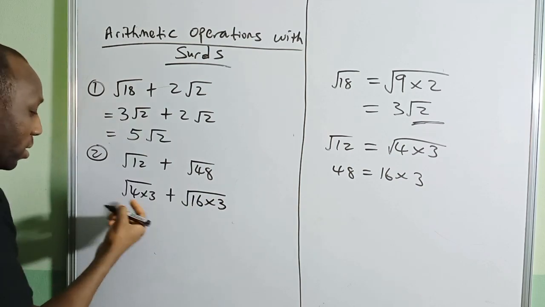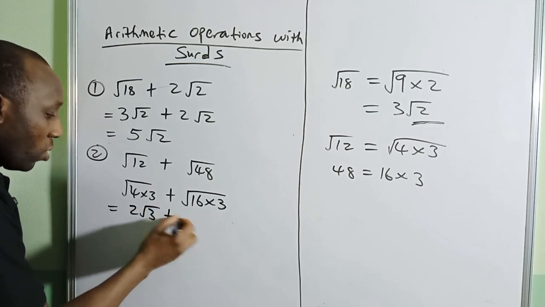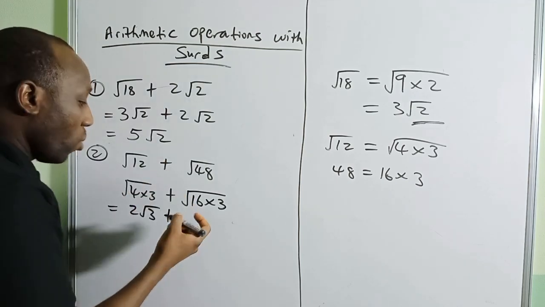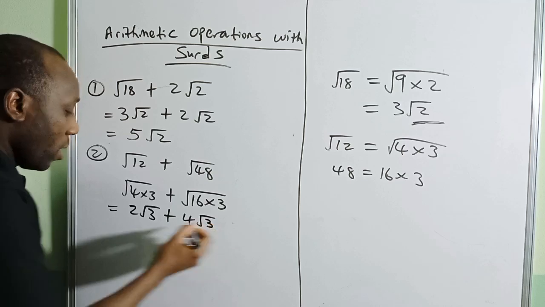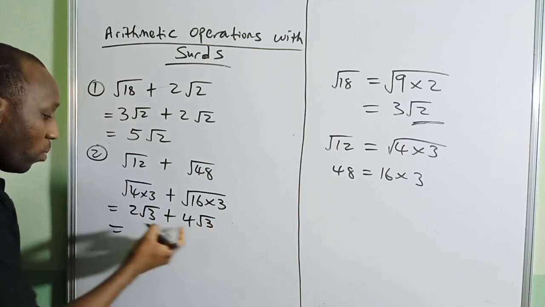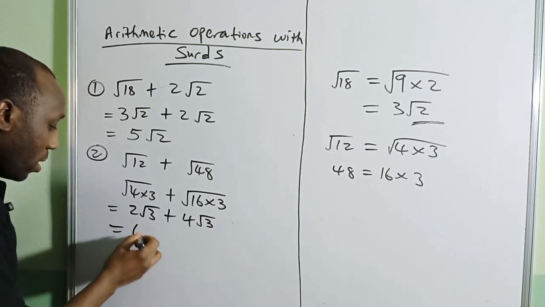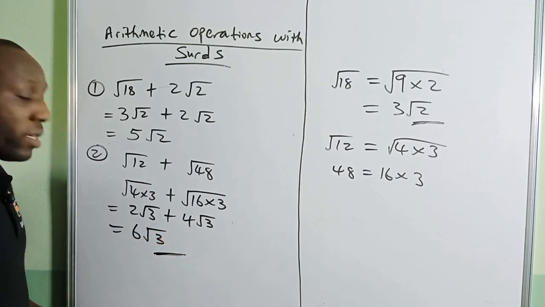Good. So what is the square root of 4? That's 2. So 2 root 3 plus, what about this? The square root of 16 is what? 4, then root 3. Look at this. They have the same radicand. We can just add the coefficients. What is 2 plus 4? That is 6. And then you maintain the common surd, so surd 3. So this right here is your answer.